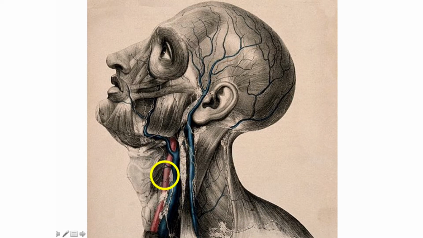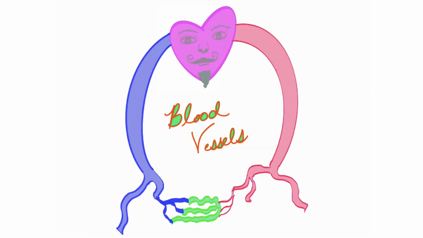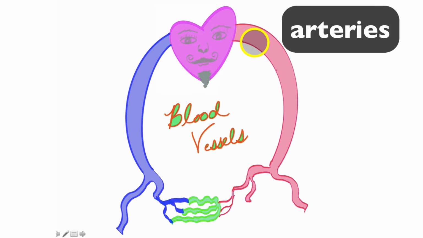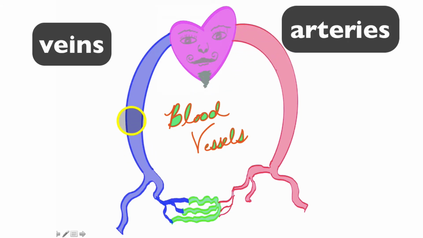So in this depiction right here, this represents the left coronary artery, and this right here represents the left internal jugular vein. This right here is the left external jugular vein. This image right here is just trying to show a basic depiction of blood flow from the heart and back to the heart. In its simplest form, arteries take blood away from the heart and veins take blood towards the heart.